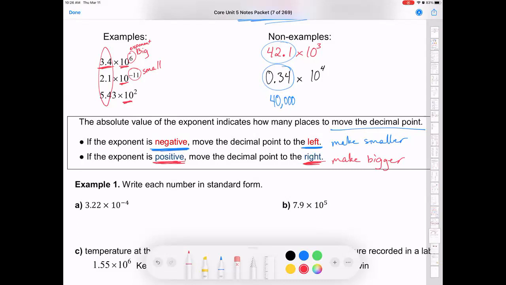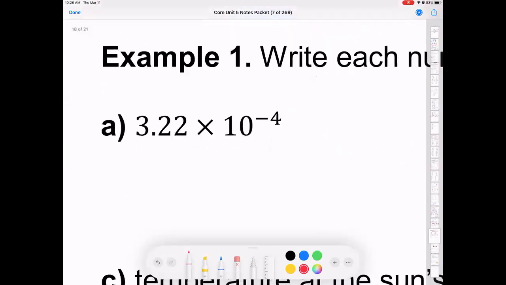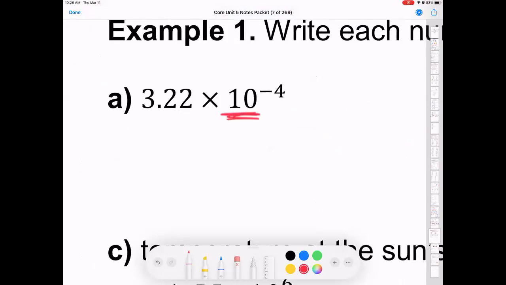And by the way, the reason you're always going to see some number times 10 raised to some exponent is because we use what's called the base 10 system. You've pretty much grown up with that your entire life. You've done all of your math with base 10 systems. So in scientific notation, that's why we see that.